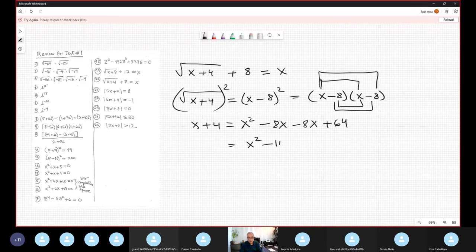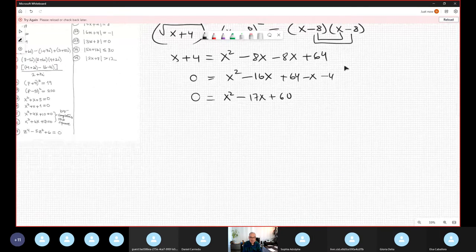x squared minus 16x plus 64. By the way, I do it fast. I'm moving x here, I'm moving 4. And this is nothing, 0. So 0 equals x squared minus 17x plus 60. Okay, let me write the equation this way because I feel more comfortable looking at it. What do you think? Factorization or quadratic formula? Quadratic formula. Okay. Let's do it.